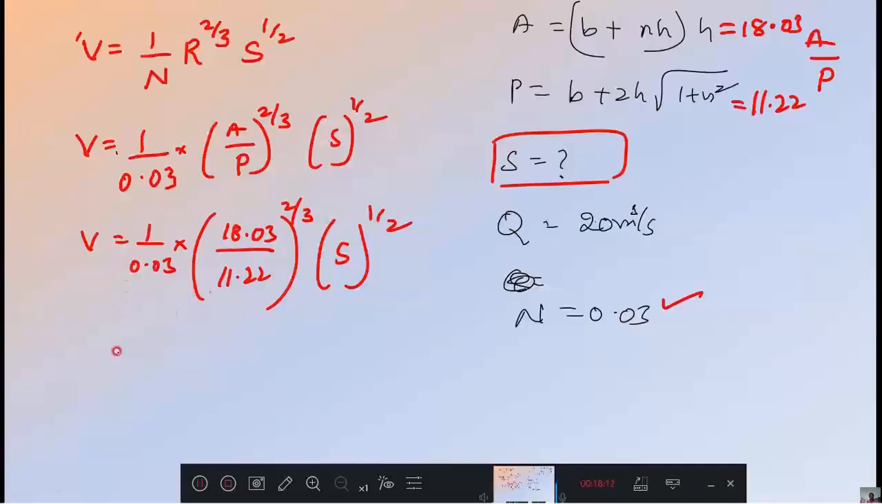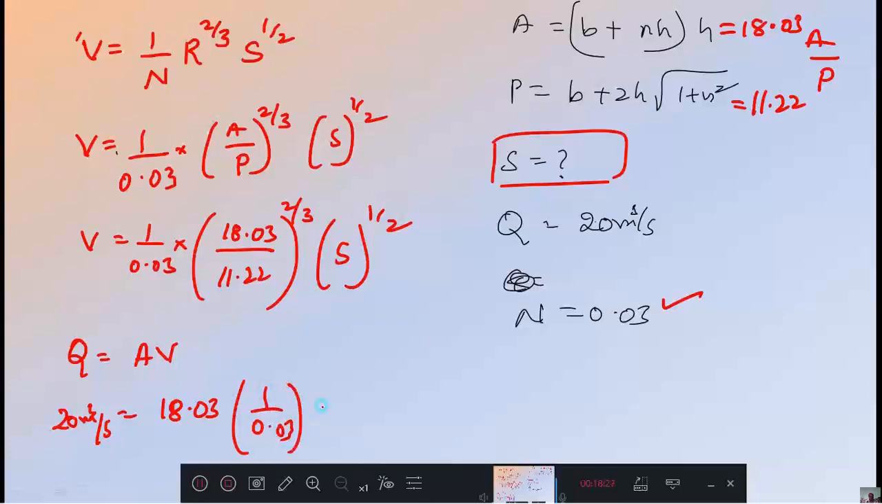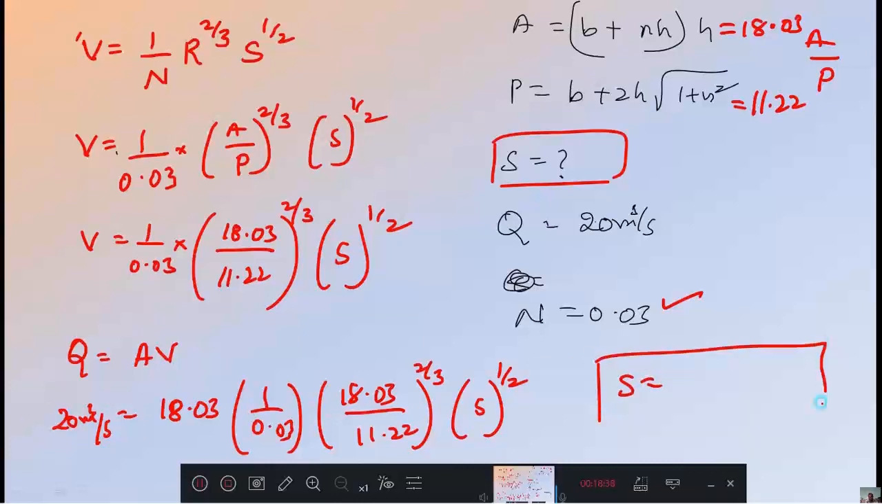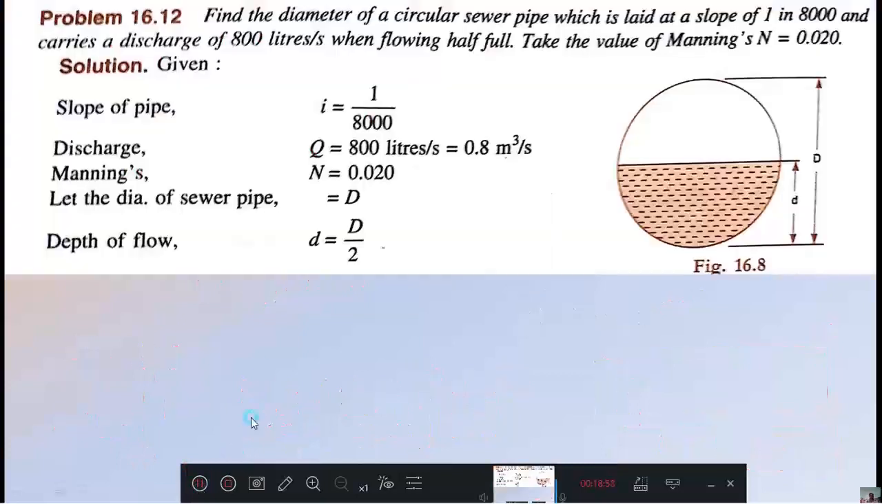No, you don't know. Now what we will do, Q is equal to A into V. Then Q is known to you, 20 meter cube per second, is equal to A which is known to you, 18.03, V is known to you, 1 by 0.03, 18.03 by 11.22 to the power 2 by 3, S to the power 1 by 2. Then in this equation S is unknown. Work out this S, you will get something here and make it inverse. Then you will get S is equal to 1 in 1692. Cross check it. Okay, 1692. We'll go to the next problem.